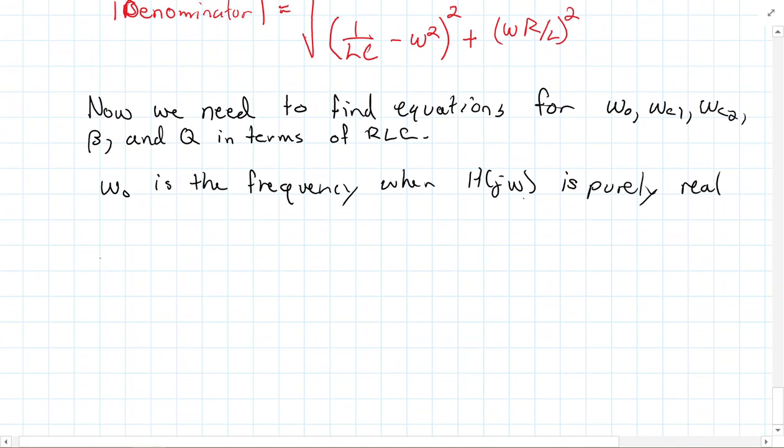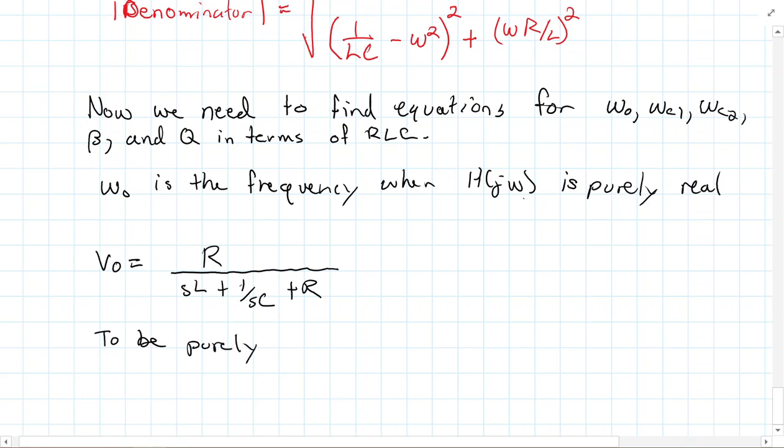Let's look at what my V out was. It was R over SL plus 1 over S times C plus R. So to be purely real, we need SL plus 1 over SC to equal 0, because these are where the imaginary parts are going to come in, because that's the j omega.